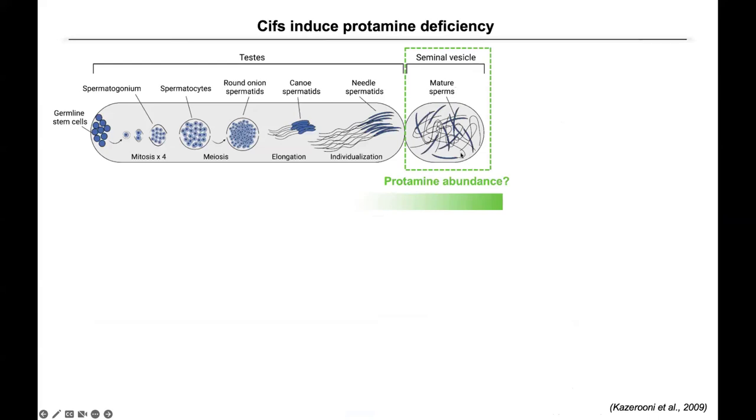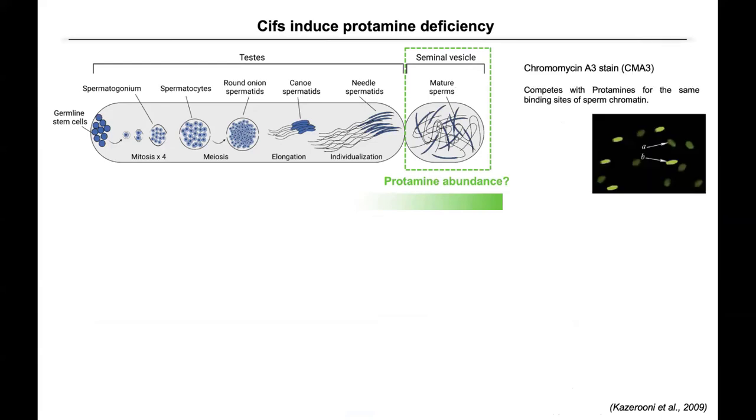Then we looked at protamine abundance. In sperm that are retaining the histones, what is happening to the level of protamines? Are they normal or decreased? To detect that, we used a chromomycin A3 stain. This stain is particularly useful for calculating protamine abundance because it competes with protamines for the same binding sites on the sperm chromatin. If there is less protamine, there is more space for CMA3 to bind, and it glows intensely. If there are enough protamines, CMA has less space to bind to the chromatin, so it glows less intensely.